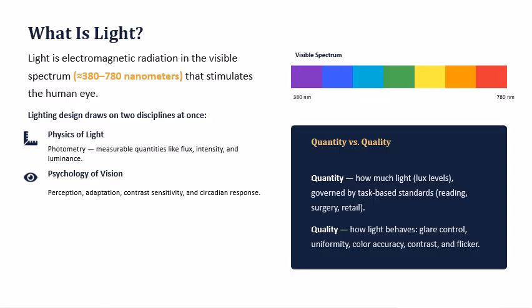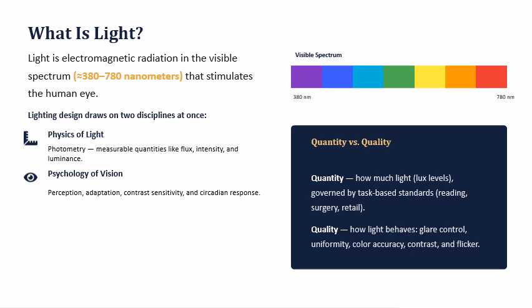So first of all, what is light? Light is nothing but electromagnetic radiation in the visible spectrum, approximately 380 to 780 nanometers, that stimulates the human eye. Here is a visible spectrum example, from 380 nanometers to 780 nanometers, showing the colors based upon their visibility.